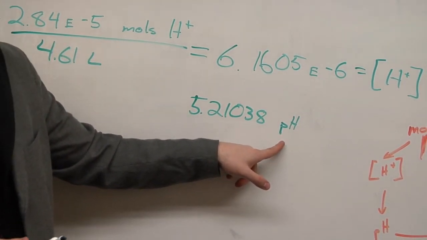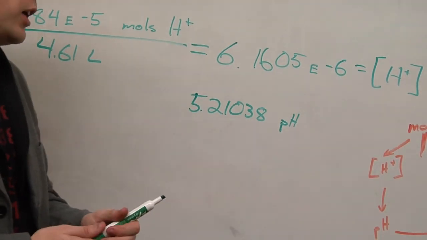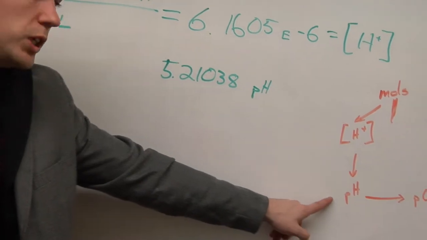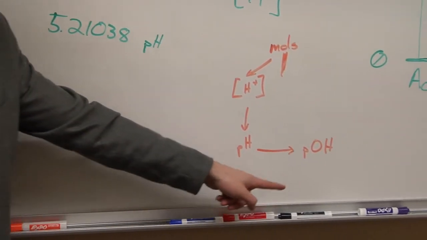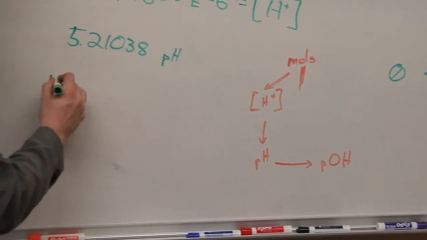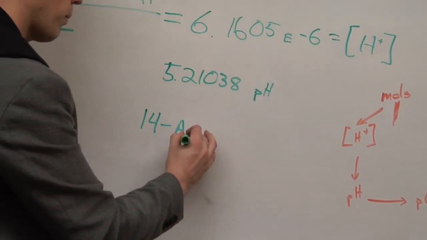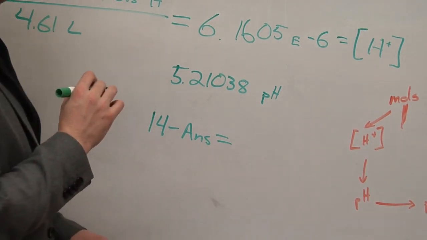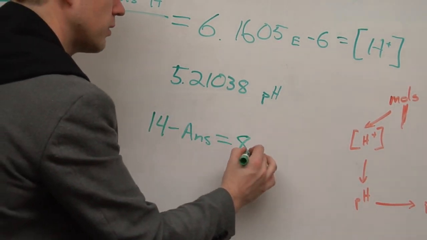We are not stopping there though, because the original question asked for pOH, which means we're on the bottom row. We just need 14 minus the number that you have. Again, make use of the answer button. And that should yield 8.7896.